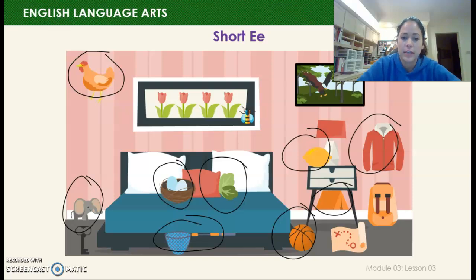We don't circle it. What about a bee? There is a long E in the word bee, but not a short E. We can't circle it. How about eagle? E. That says E, not eh. Don't circle it. Good work, boys and girls.